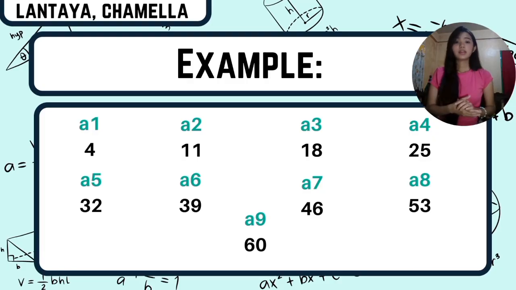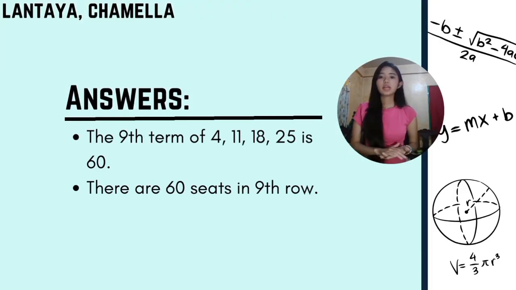You can manually check the result by adding 7 to the following numbers. As you can see on the screen, a9 is 60. So the ninth row has 60 seats. To answer our guide questions earlier, the ninth term of 4, 11, 18, and 25 is 60, and there are 60 seats in the ninth row.